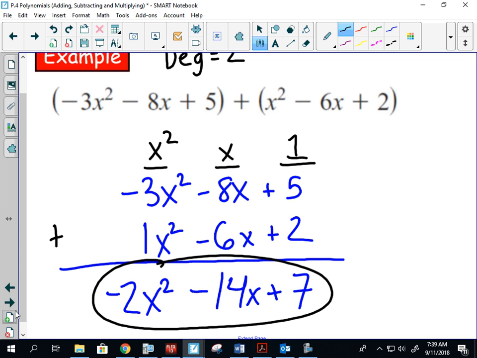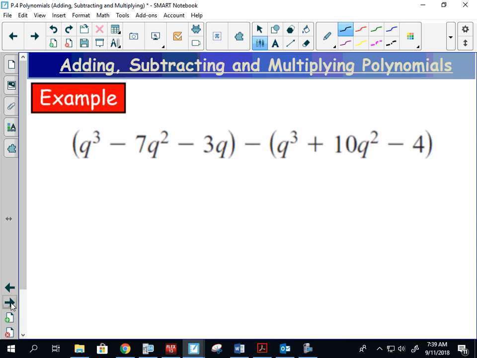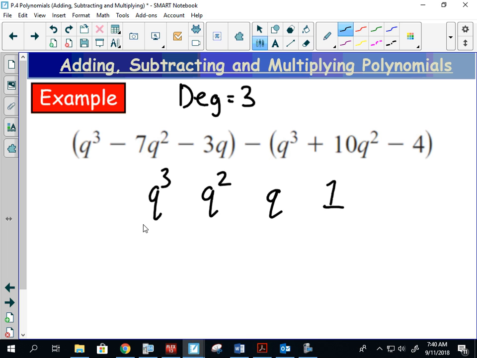Okay. Give you a second to write down any last parts that you might have missed. And then moving on in 3, 2, 1. Okay, second one. This one we're dealing with a subtraction. Here the degree of both of these is 3. So my highest power is going to be a third. So I'm going to write a q cubed column. There's going to be a q squared column. There's going to be a q column. And there's going to be a 1's constant terms column.